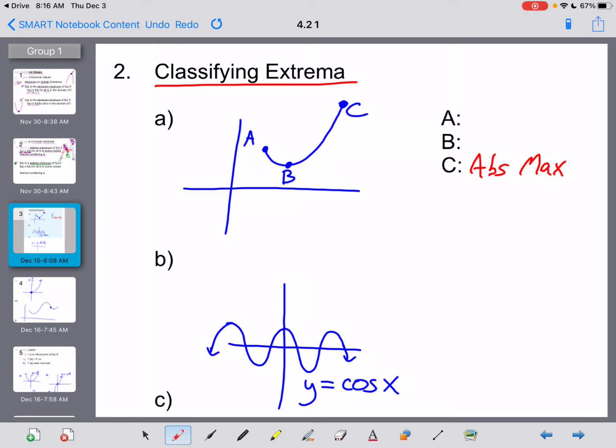Next one, absolute minimum. What is the absolute very lowest point on this graph? That's going to be point B. There's nothing lower than that point there, so B is our absolute minimum. And then what's going on at A?